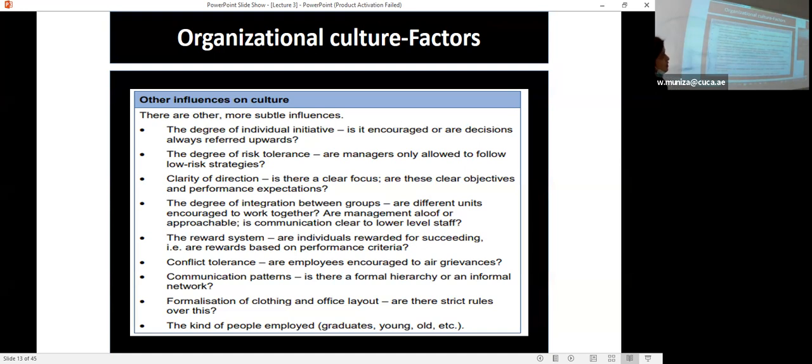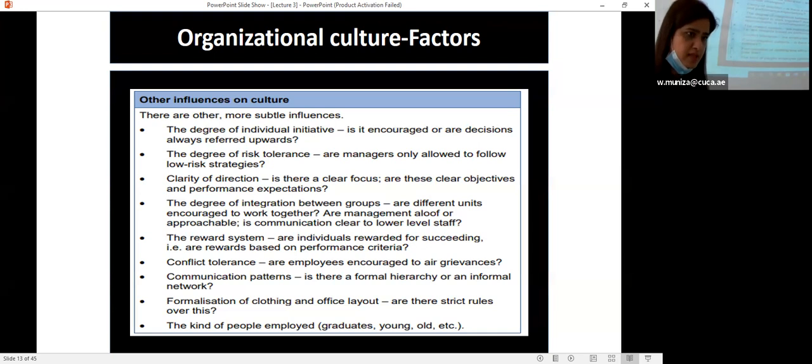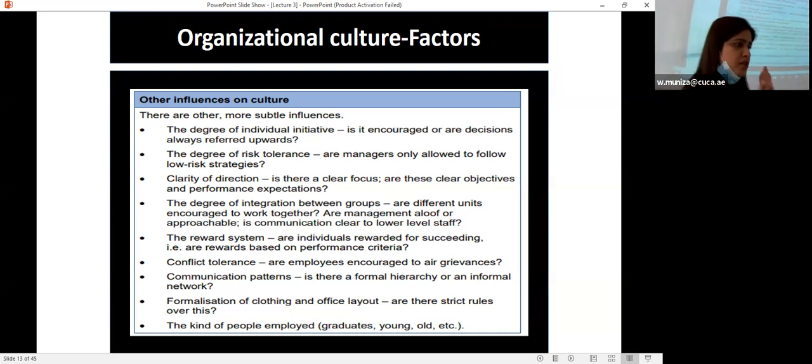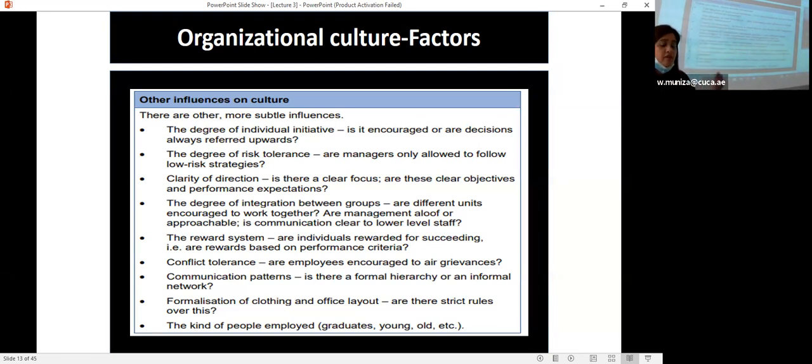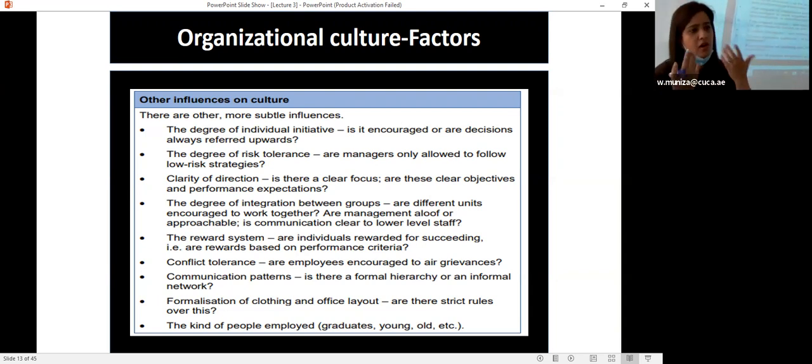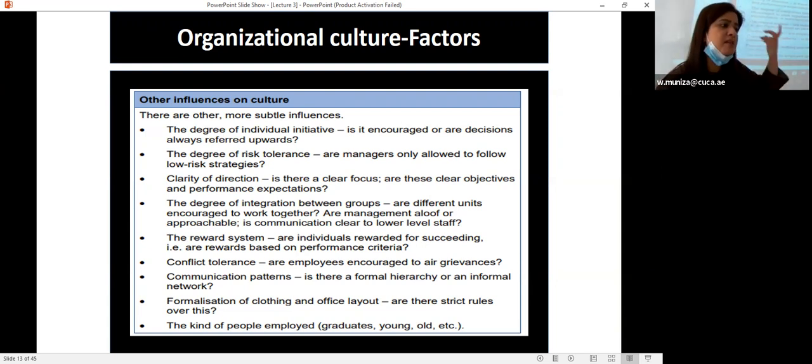So the degree of the individual's initiative: is it encouraged or are the decisions always referred upwards? And if the initiative is being taken, how much regard is given to that initiative by the senior management? If the senior management is regarding the new initiatives, the first steps taken by the subordinates, then subordinates will know that we will also take new steps because it is being regarded by the senior management. If they see that they are taking an initiative and it is not regarded by the senior management, they will be demotivated and they will not be taking any new steps.